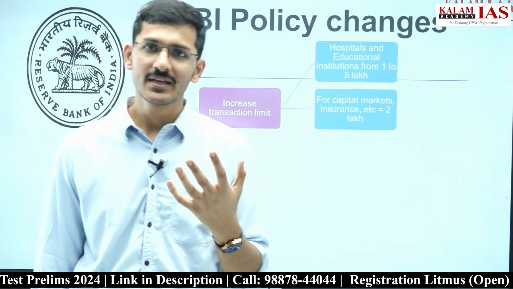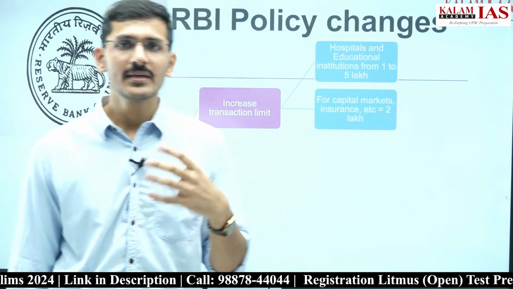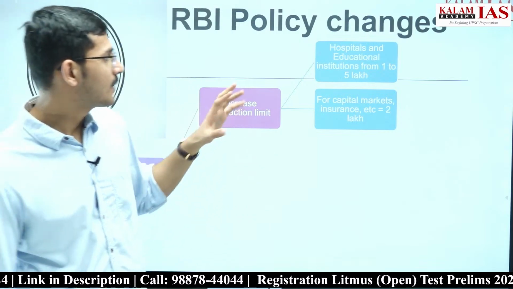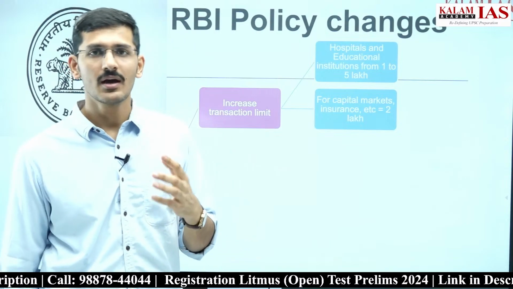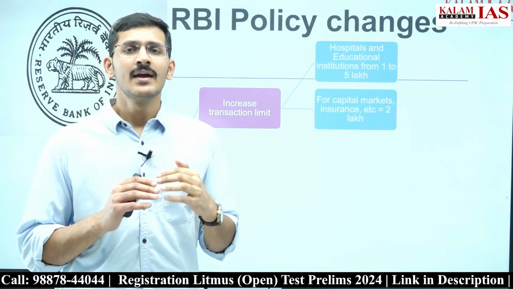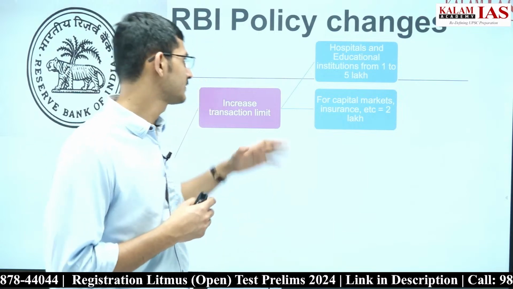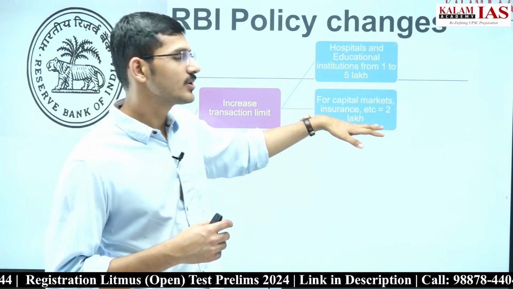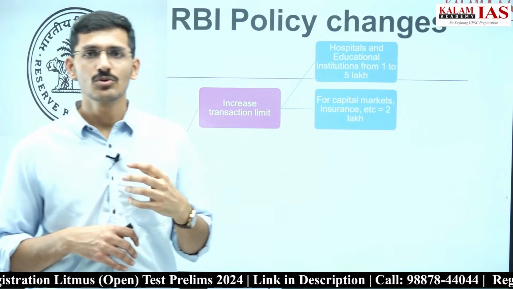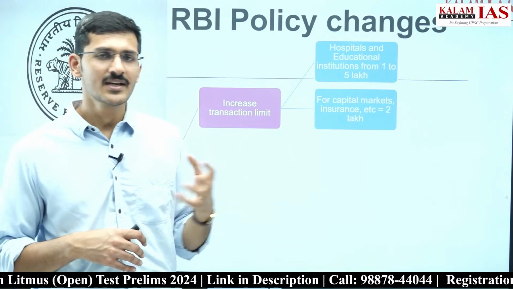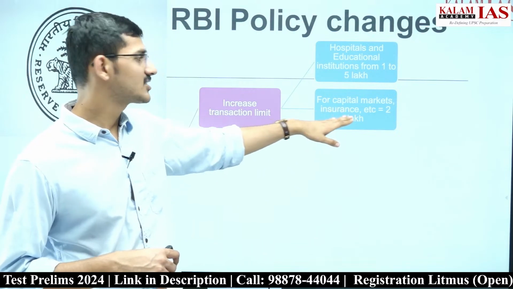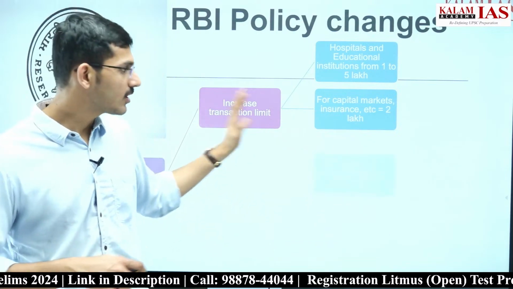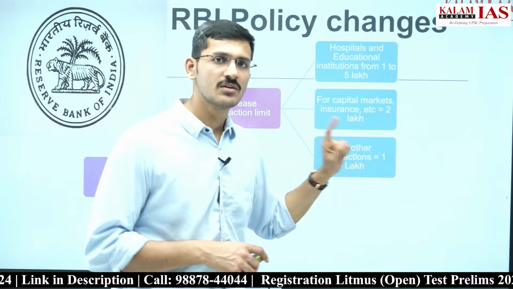If I am paying fee in an educational institution, or I am paying hospital charges, then up to 5 lakh rupees I can do that through my UPI account. Earlier it was 1 lakh rupees only, and now it is 5 lakh rupees. And for capital market, insurance, etc., for example, if I am purchasing shares or purchasing insurance, then the transaction limit is rupees 2 lakh, and for all other transactions the limit is still 1 lakh rupees.